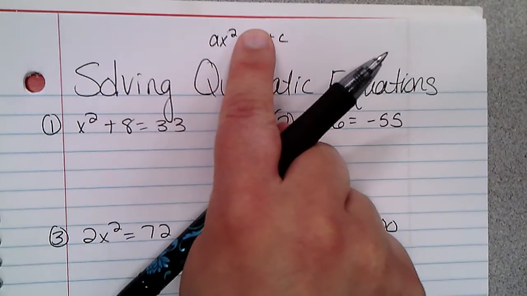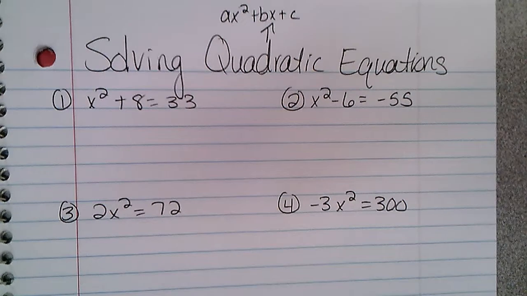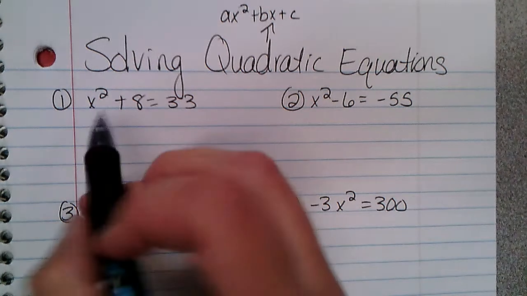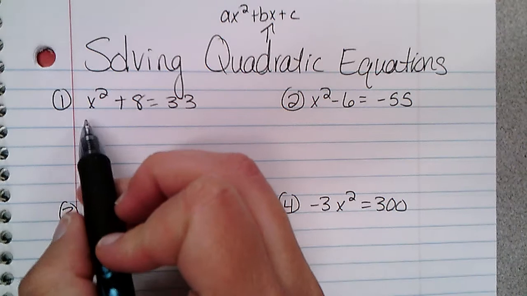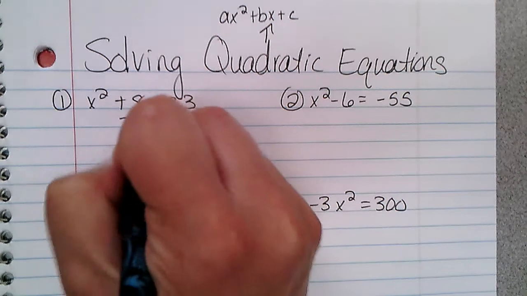So this bx is missing, which allows us to solve these in a different way, because so far we've only factored and used the quadratic formula. You can absolutely use the quadratic formula on these, but it's actually the longer way to do it, because if I only have one x, I can use my solving equations technique. So what I'm going to do is I'm going to subtract the 8.